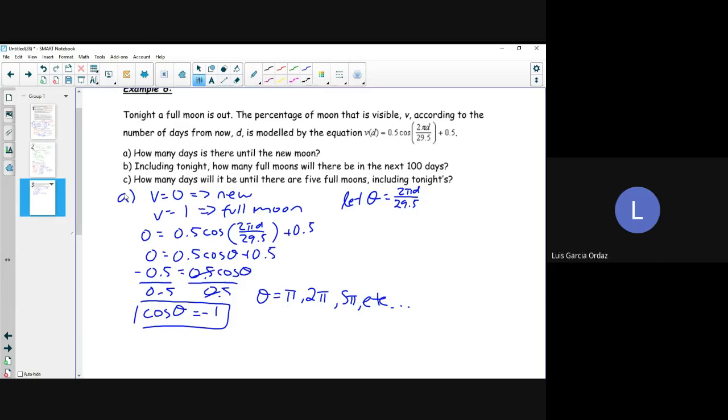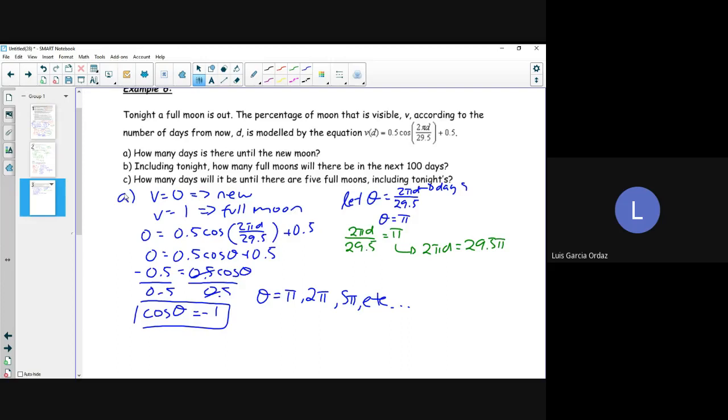So therefore we can say that theta is equal to pi. And because we have our let statement, now we can figure out the number of days. So remember we said D is days. So we have theta is equal to pi, 2 pi D over 29.5 is equal to pi. So we're just going to cross multiply. So we get 2 pi D is equal to 29.5 pi.